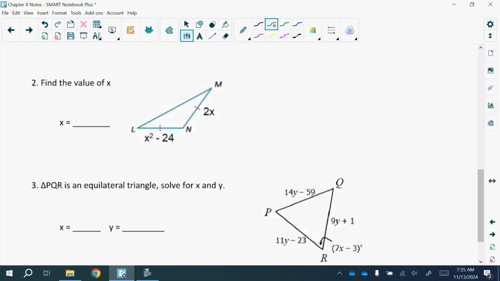Next, let's find the value of x. It gives us that these two sides are congruent, or equal. Translating that sentence from English to math, if these two sides are equal, then I will just set them equal to one another so I can solve for x. So I'll move my 2x over.